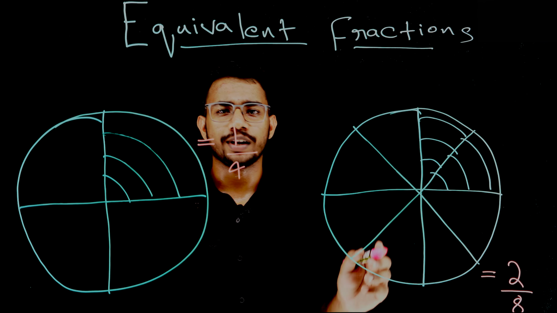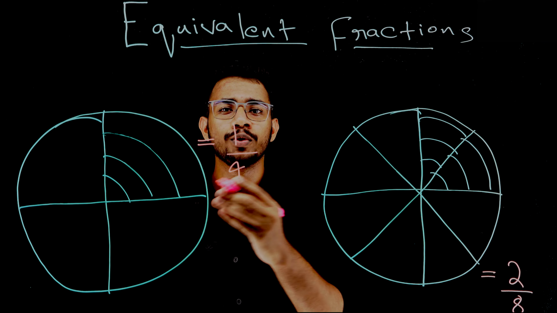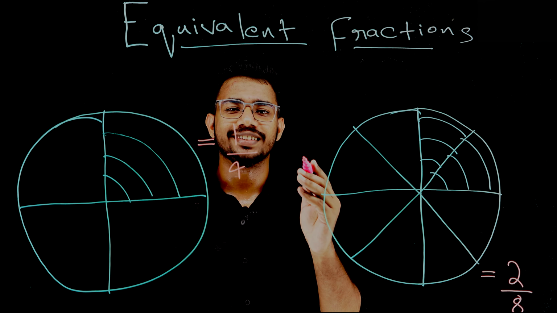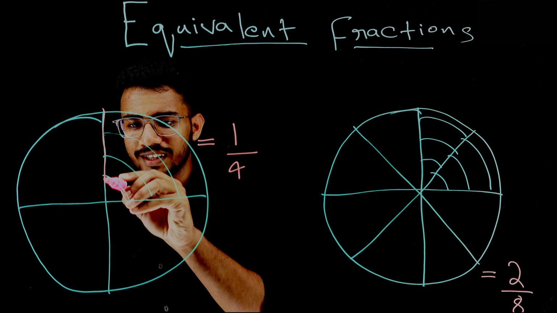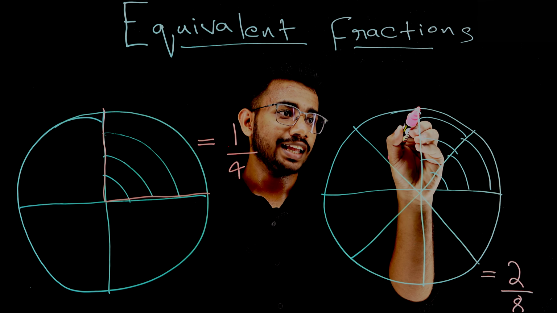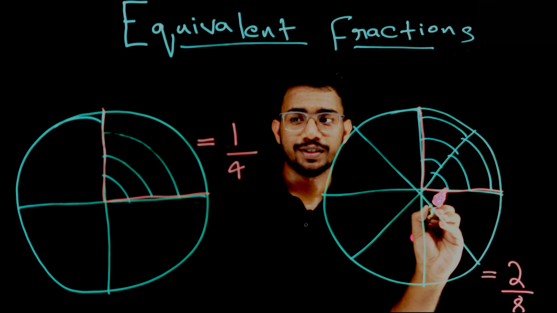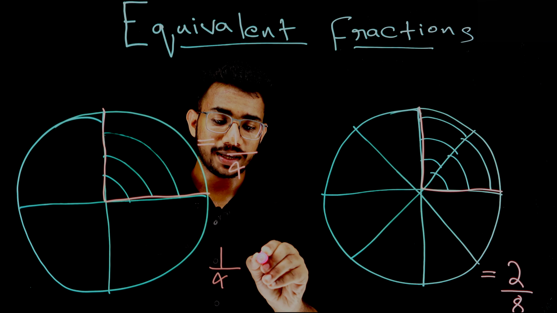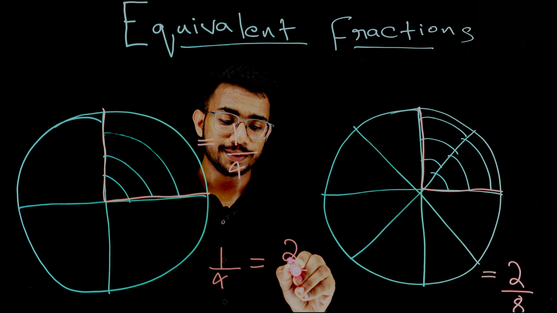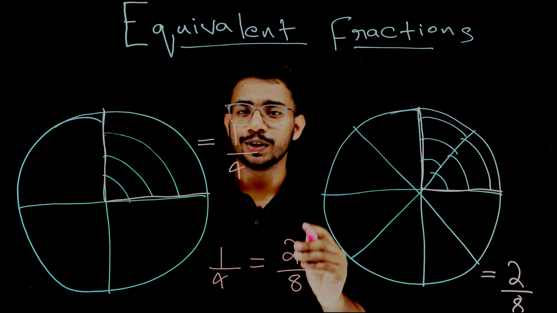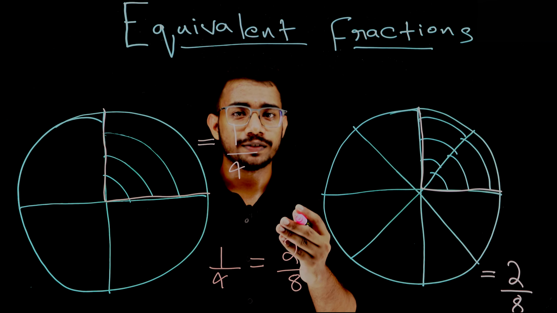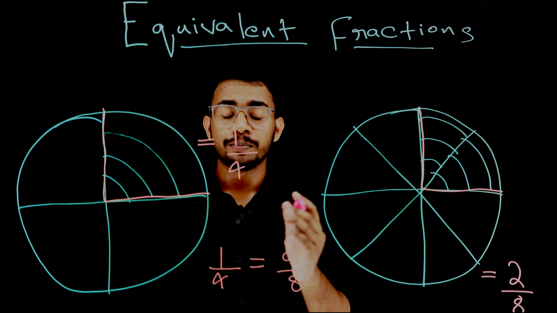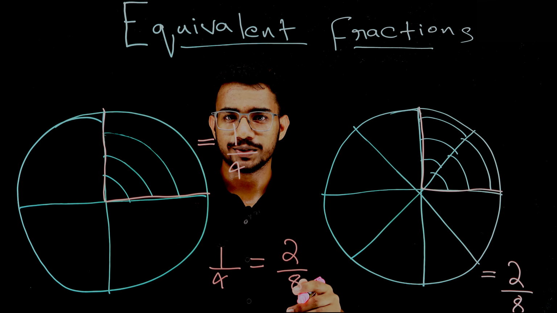Now apart from all these fractions, can you comment on the amount of cake I'm getting here? Are they same? Yes, they are indeed the same. I'm getting equal amount of cake here. So in a way I can say that 1 by 4 is same as 2 over 8. Now that is all about equivalent fractions. So equivalent fractions are fractions representing the same amount or the same value but being represented by using different numbers.